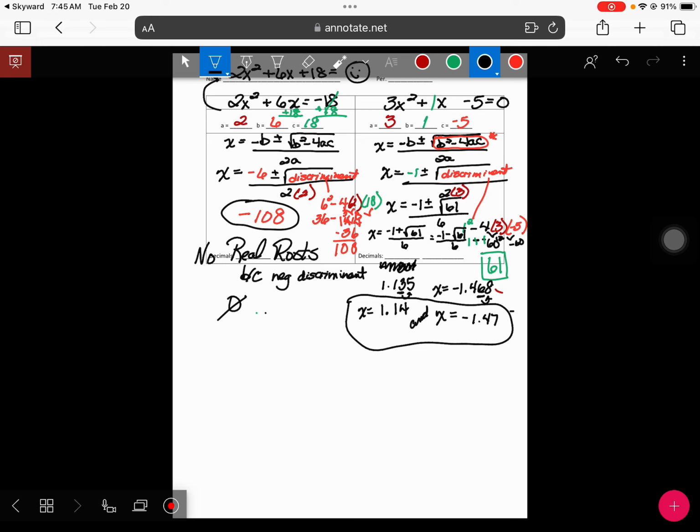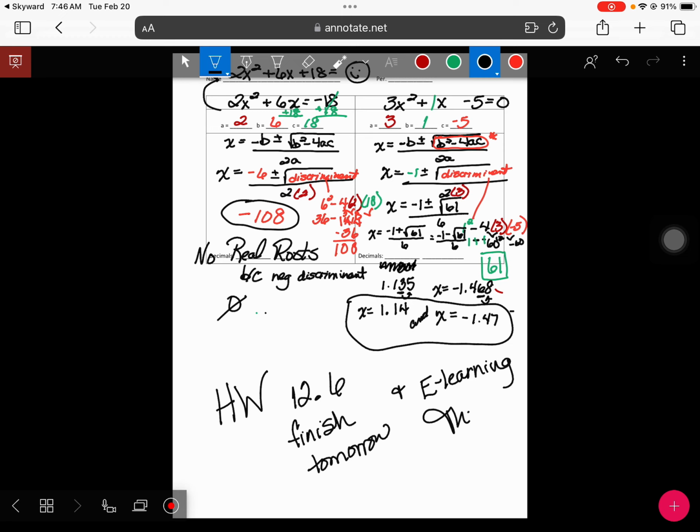So the homework is the homework that you have already. Homework 12.6. You need to finish that for tomorrow. And also there was an e-learning assignment from Thursday. Make sure you have that done too, okay? The e-learning assignment was on Canvas.